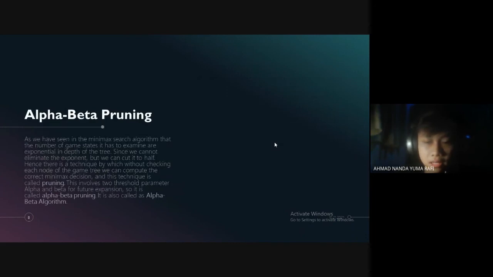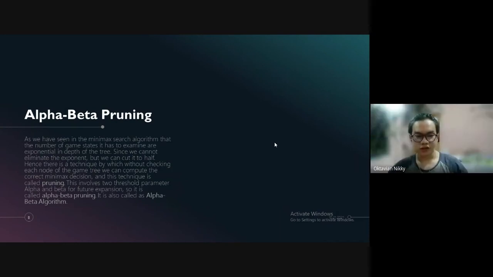And for the next algorithm, my friend will explain it. Thank you, Rafi, for the explanation before. And from here, I will take the turn to explain the alpha beta pruning algorithm.